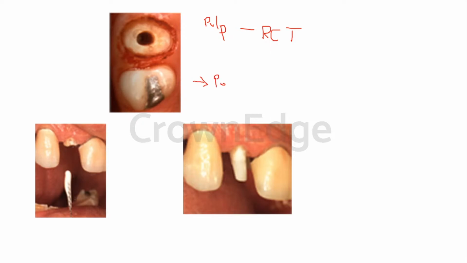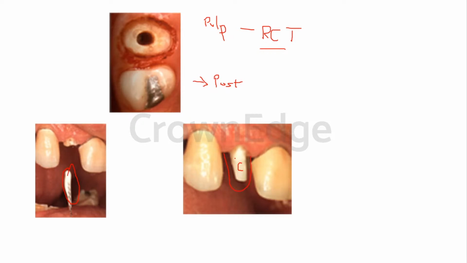Okay, so not enough tooth structure remaining, I do a post. This is an example of a post. After we finish the root canal, we do something called a post space preparation, and then we put the post inside, and then we build the core. This is the core. Now I have enough tooth structure on which I can place a crown completely.